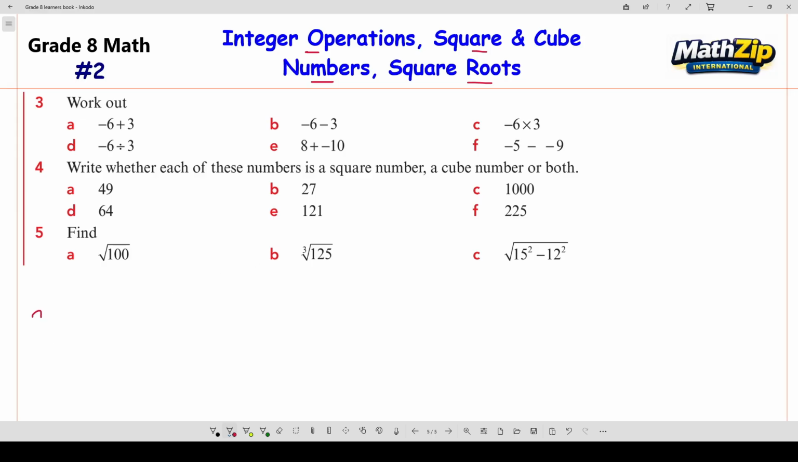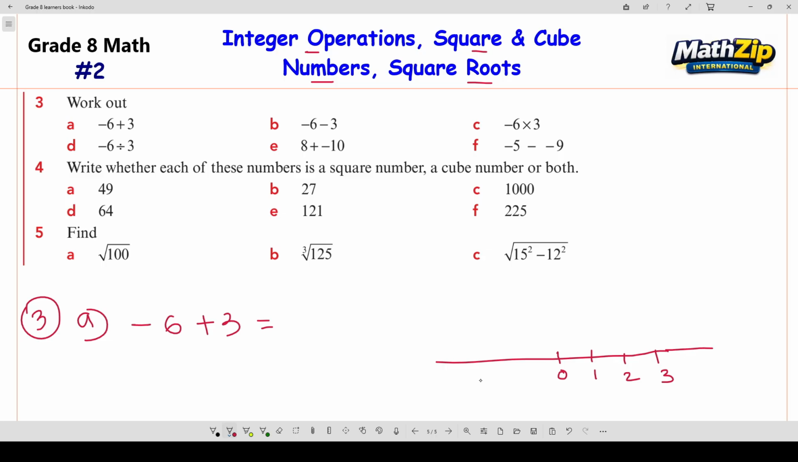Question 3, which is the first question of this video. Work out. Number A here is -6 plus 3. Before solving this one, we have to know about the number line. This is 0. Here on the right side are 1, 2, 3, all positive integers, and on the left side all negative integers, right? -1, -2, -3, -4, -5, and -6.